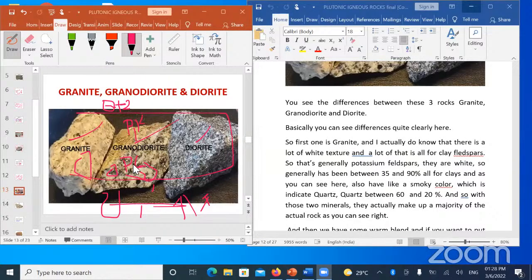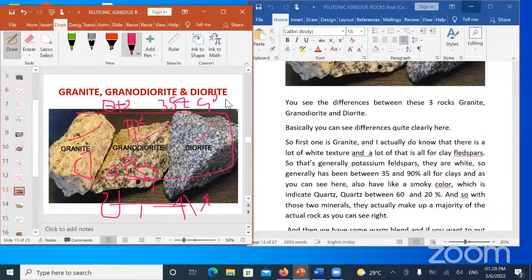So you see here, there is a lot of white texture and a lot of that is orthoclase feldspar. That is generally potassium feldspar, right? They are white. Generally, it is between 35 and 90% orthoclase, and you can see here, right?